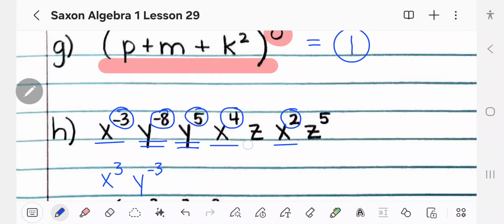Now let's deal with the z. Got a z here and a z here. What's the exponent with that z? It's a 1. So that's going to be z to the 1 plus 5, which is 6. So that is our final answer here.